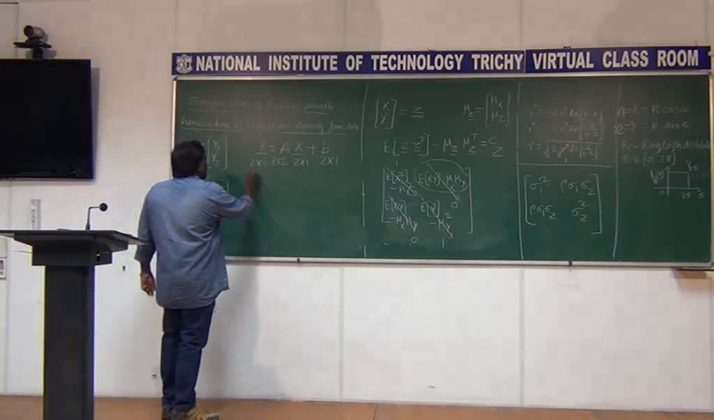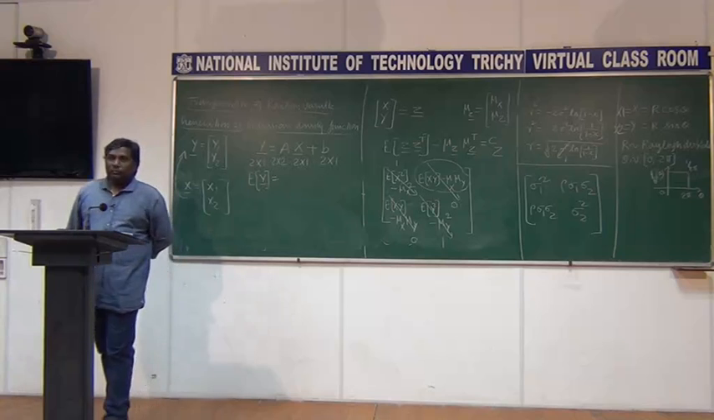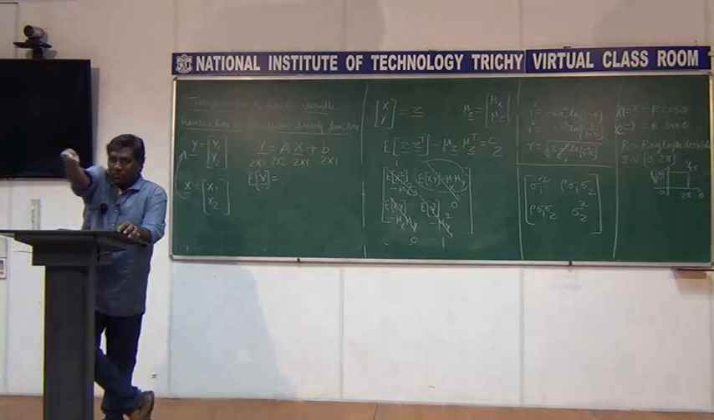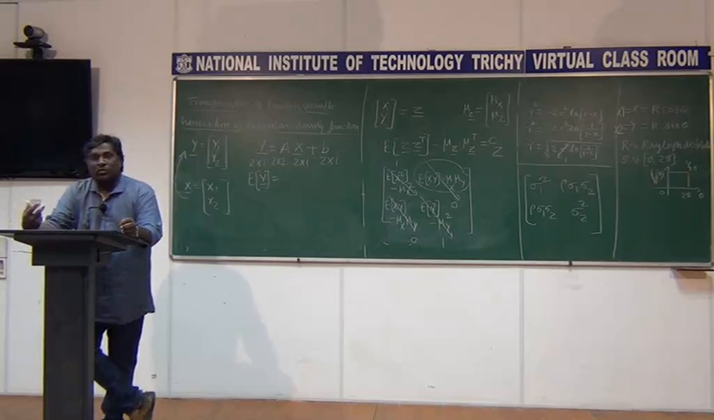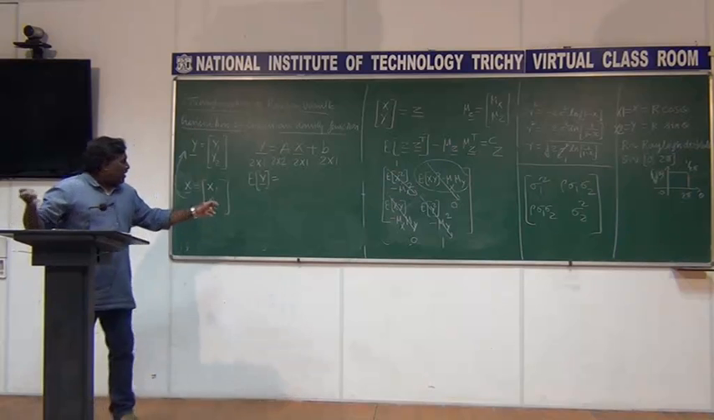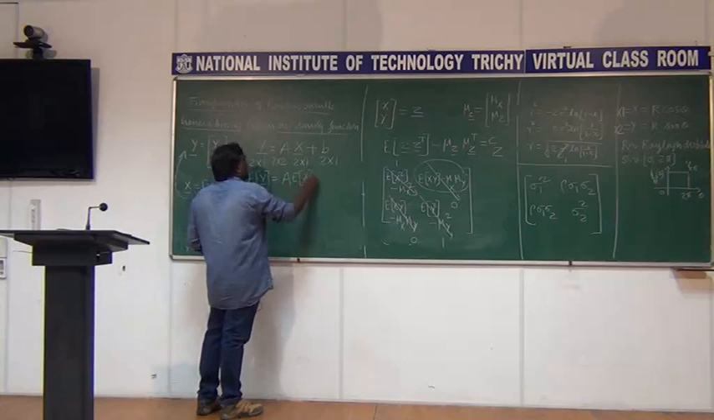So can somebody tell me what is the expectation of y? A into expectation of x, plus b. Because A is constant, I can bring the expectation operator inside. Expectation of b, a constant, is going to be b as it is. So if I find the expectation of y, it is going to be A into expectation of x plus b.